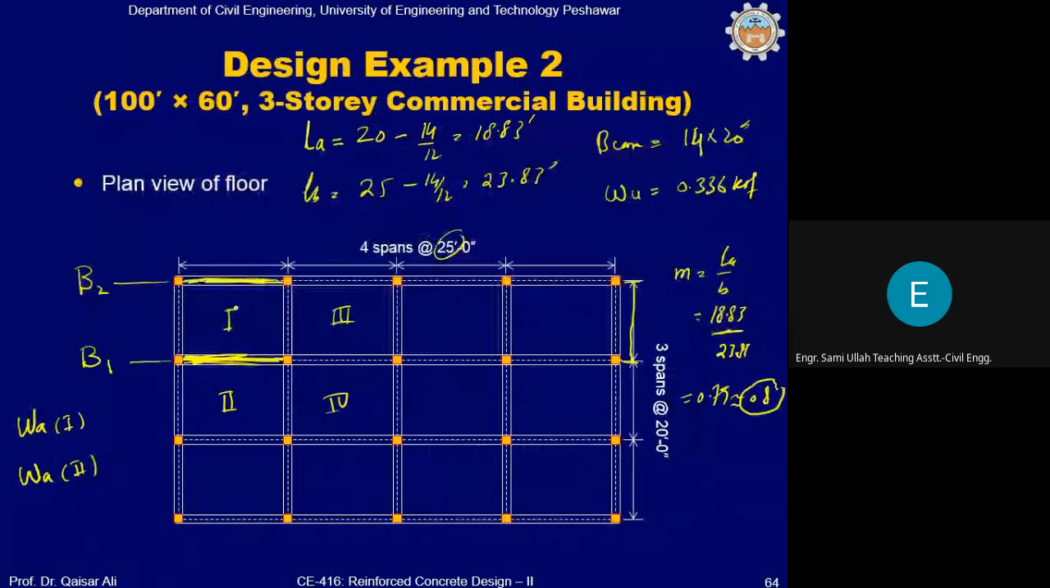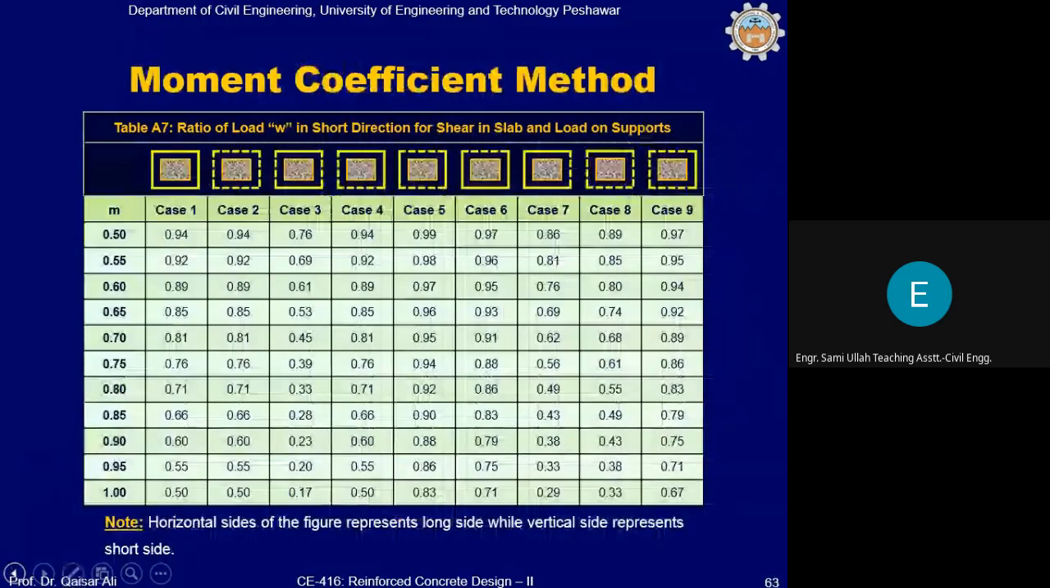Now coming to this table, panel 1 corresponds to which case? This is panel 1. Two sides are continuous and two sides are discontinuous. This is case 4. So m is equal to 0.8 and this is case 4. So what is WA value? 0.71. तो यहाँ पर लिखे 0.71.